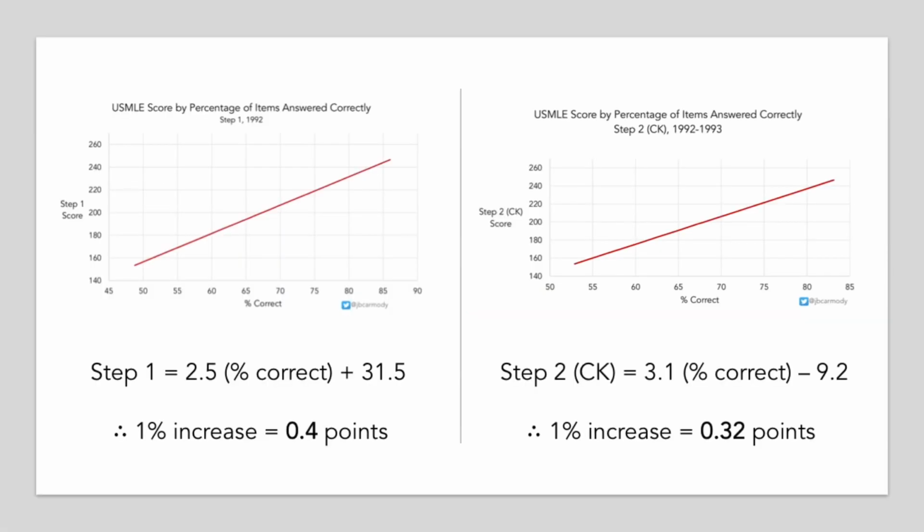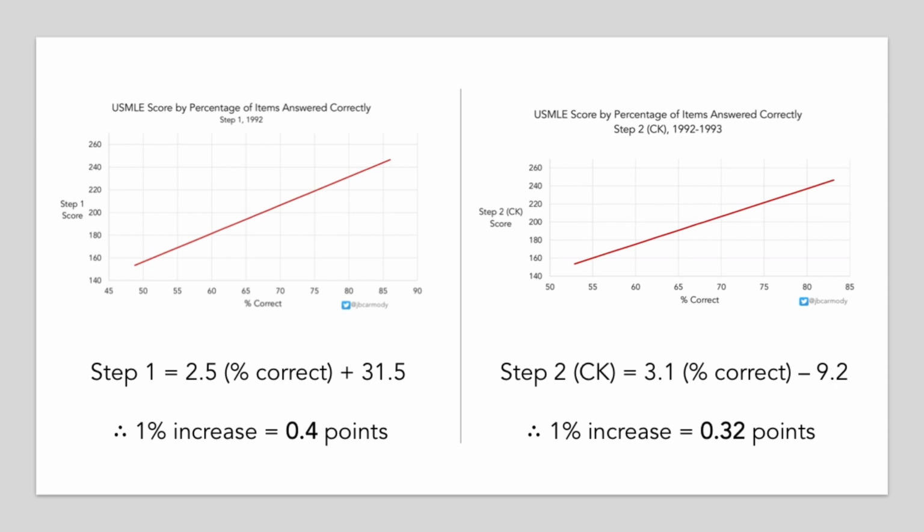We can even go one step further, because with some algebraic rearrangement of the equations that I showed you to get from the raw score to the scaled score, we can figure out the exact relationship between someone's percentage of items correct and their Step 1 score. And if we do that, we can see that this is the linear equation that gives us that result, and that means that a 1% change in the number of items that you answered correctly results in an increase of around 0.4 points on the USMLE. If we do the same thing for Step 2 CK, we can see that a 1% increase on this early form of the exam gave us a 0.3 point increase in your score.